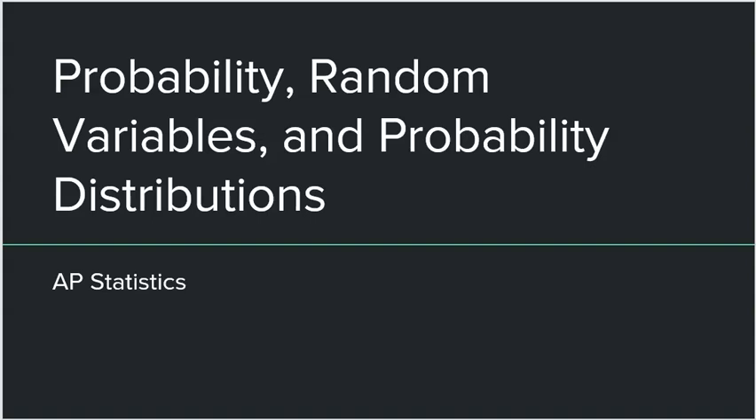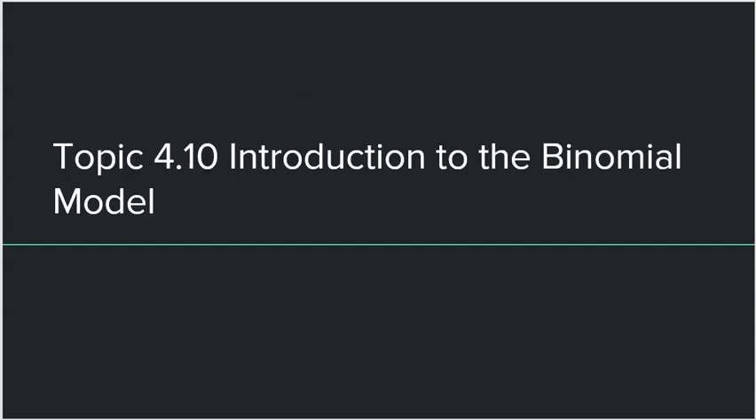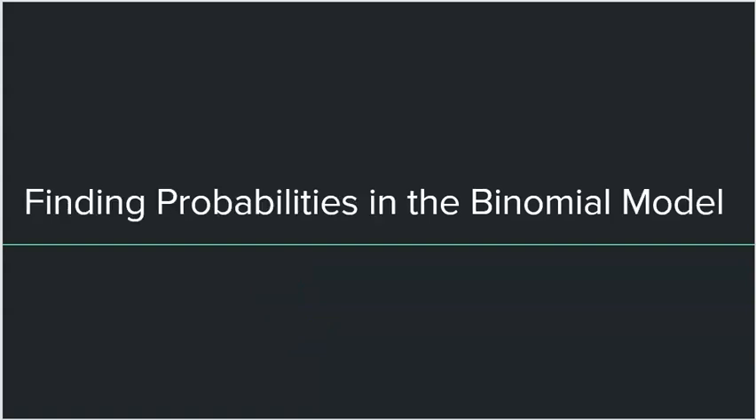All right, welcome to Unit 4, Probability, Random Variables, and Probability Distributions. This is a continuation of Topic 4.10, Introduction to Binomial Model, but this is Part 2. Now that we know what the binomial distribution is all about, we are going to start to actually analyze it and find probabilities within the binomial model.